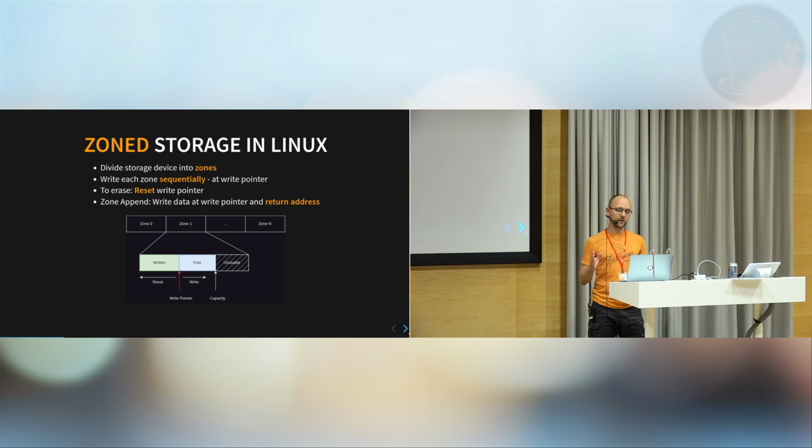The capacity of a zone is the amount of space that we are able to write in the zone, but the actual size of the zone might be larger. So we can have some space in the zone that's not writable. And we also have the option of appending data to a zone. So we can tell the device, take this chunk of data and put it at the write pointer wherever that is. And then the block layer or the device will return to us the place that it actually put the data.